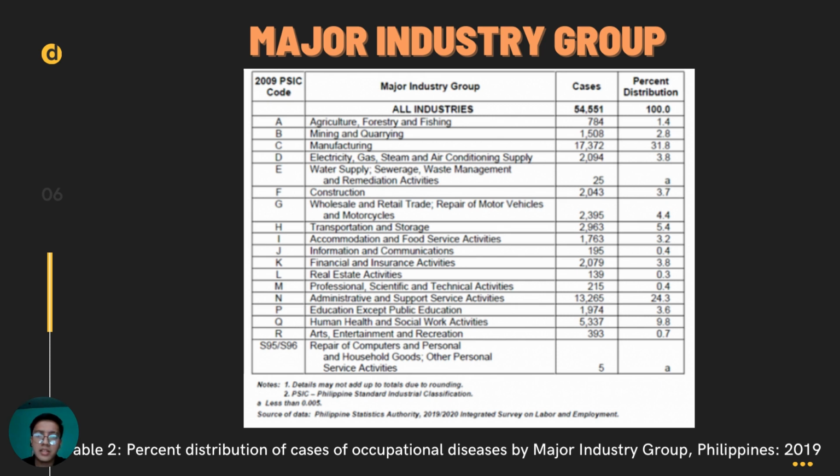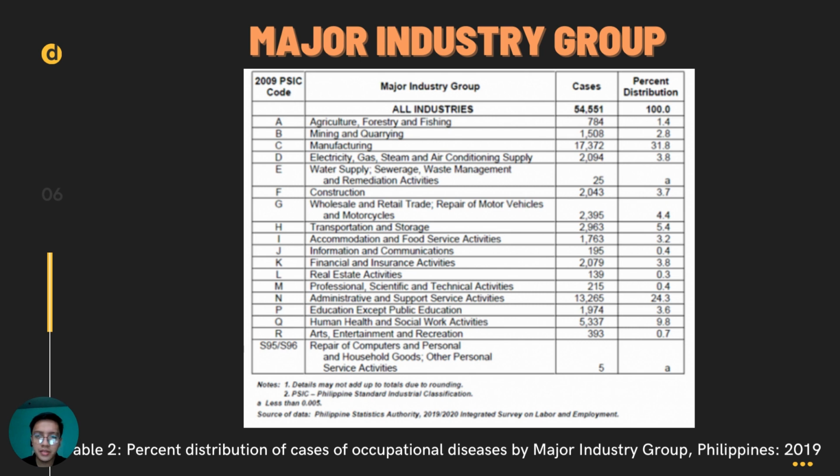With such cases, aren't we bothered? A total of 54,551 cases of occupational disease is something that we should focus on. If we have enough knowledge, we can lessen the number of cases each year. That is what the OSH can give us, the knowledge we need to avoid, to mitigate, and lessen these cases of occupational diseases and hazards.